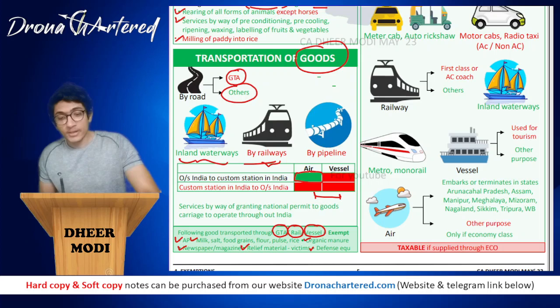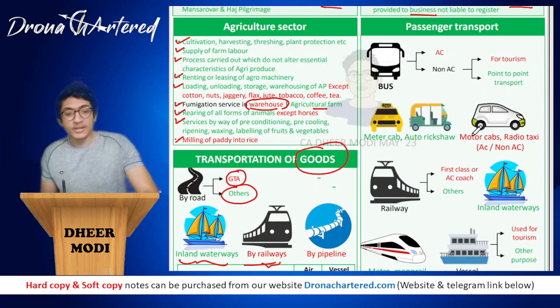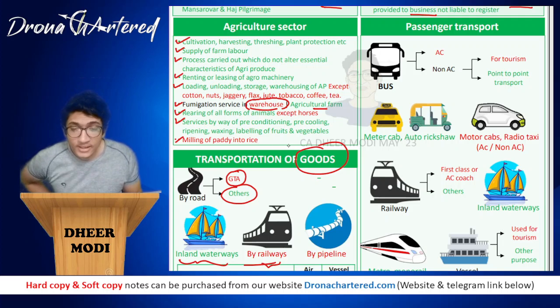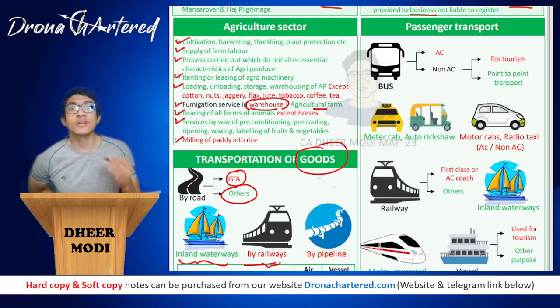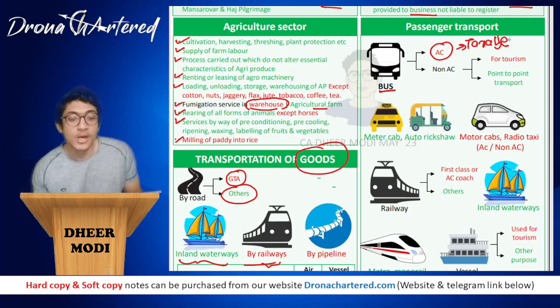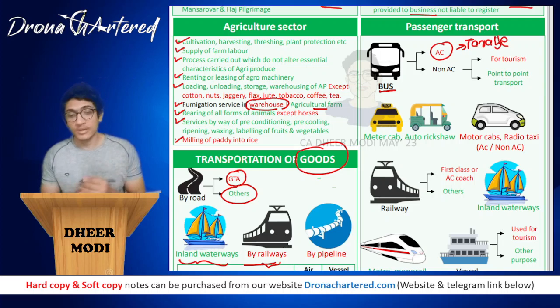Okay. Now coming to a little tricky part, but I've added images so that it is easier to understand. That is your passenger transport. So what we had done was transportation of goods. Now it is transportation of people, that is, transportation of passengers. If the transportation is being done by bus and the bus is an AC bus, then in such a case it will become taxable, since this is in red. However, if it is a non-AC bus but it is for tourism purpose, it will again become taxable.